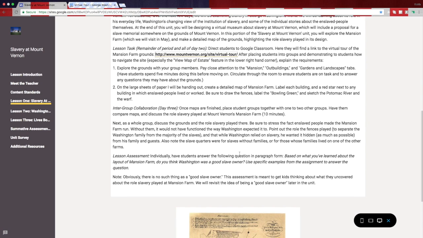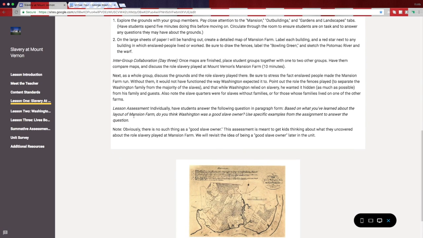Now, once students are done, I've got an individual quick assessment for them. Students are going to have to answer the following question. Based on what you've learned about the layout of Mansion Farm, do you think Washington was a good slave owner? Use specific examples from the assignment to answer the question.